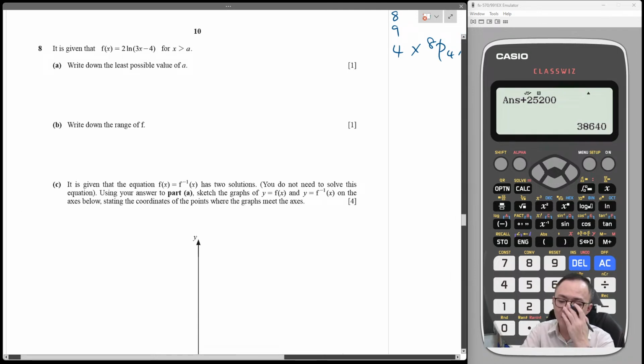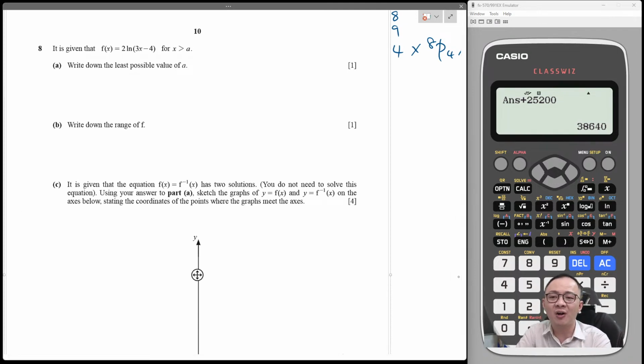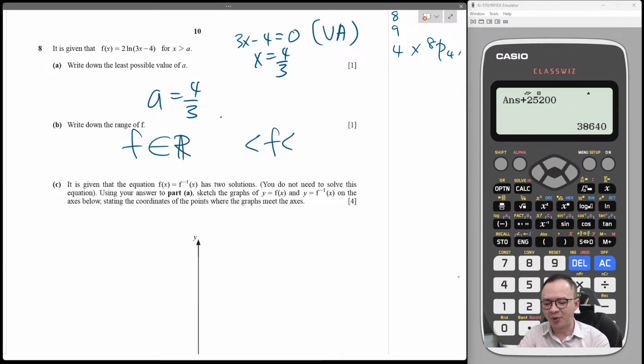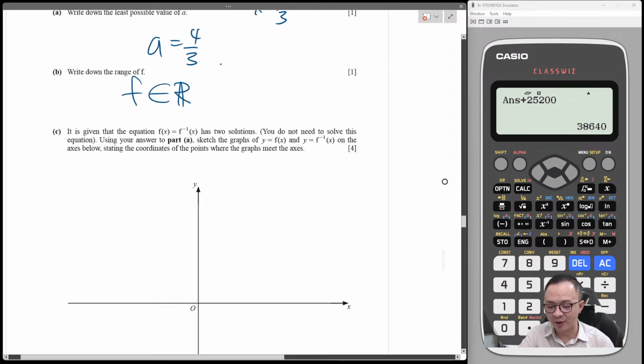Okay. Find the least possible of this one. So we know for any log graph, right? 3x minus 4 cannot equal 0, it must be bigger than it. So I'm finding the vertical asymptote. So x is basically 4 over 3, right? So the minimum a value must be 4 over 3. Okay, so the range for this one is basically an element of real numbers. Or you can just say f is between negative infinity to positive infinity also can if you prefer infinity. But normally I just do range real numbers.